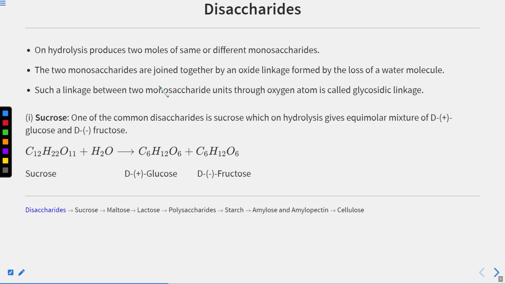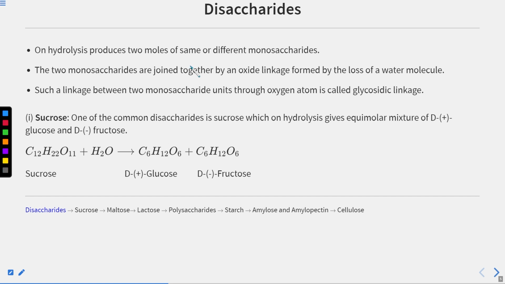So what is a disaccharide? As I mentioned, it is a carbohydrate which releases 2 moles of the same or different monosaccharides. Both of the monosaccharide units that are produced can be the same. You will see the example of maltose, in which both the units produced upon hydrolysis are the same. Similarly, in sucrose, the hydrolyzed carbohydrate will give 2 different monosaccharide units.